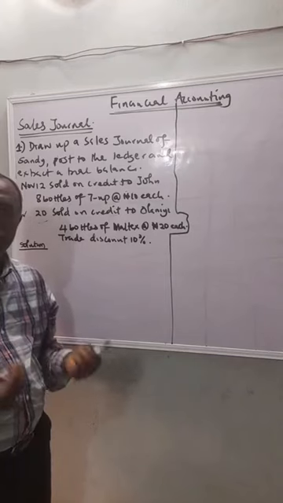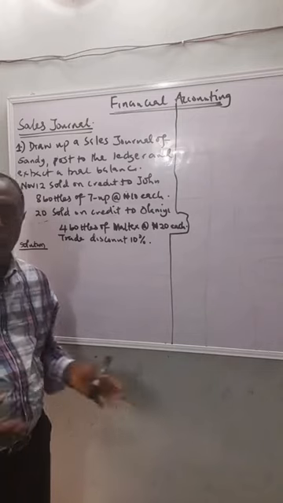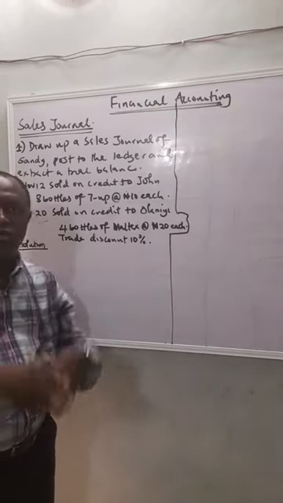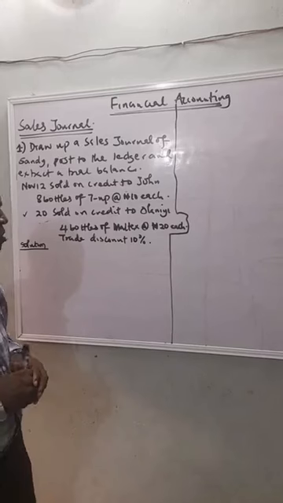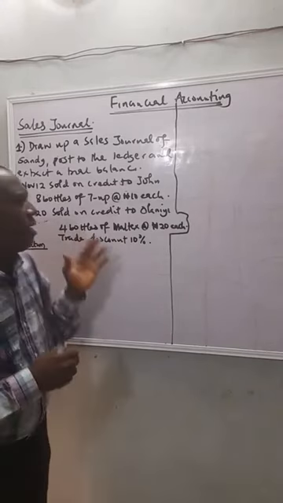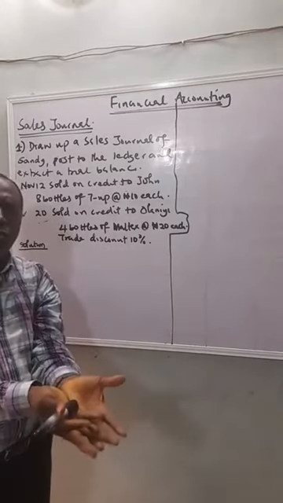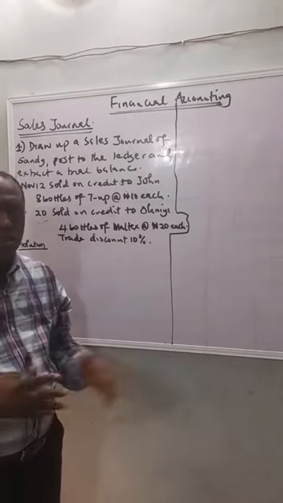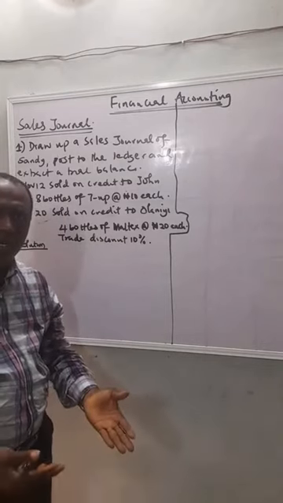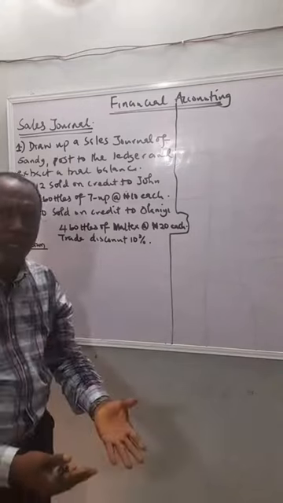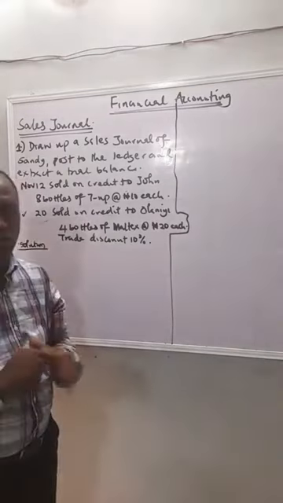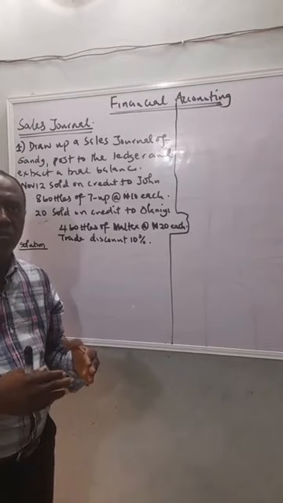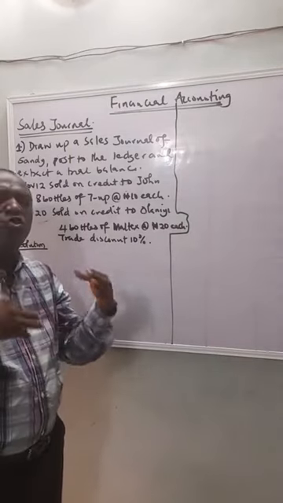You can call it sales day book, you can call it sales book, you can call it sold journal, you can call it sold day book. All these names are the same. It shows that there are times you will want to sell to people on credit. That means you are selling to them and you are not collecting money at the time of sales. You are giving them some grace to pay later.